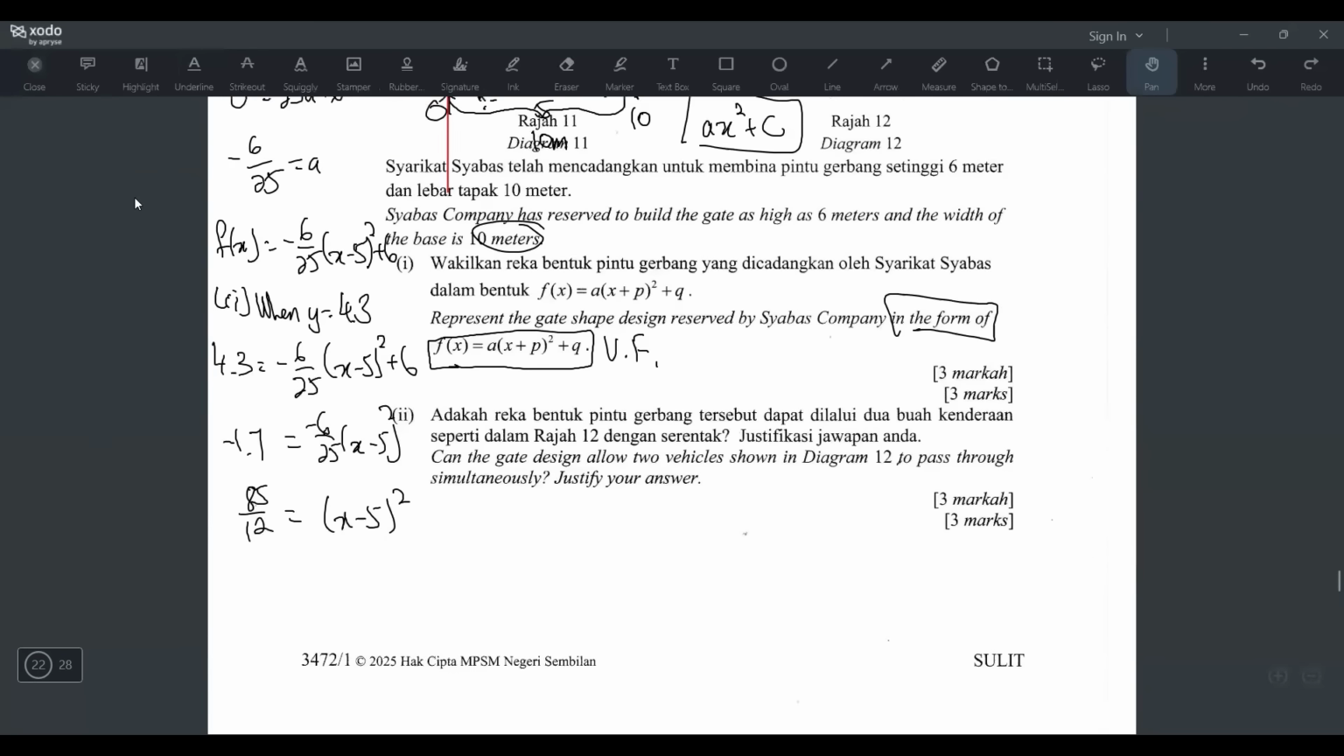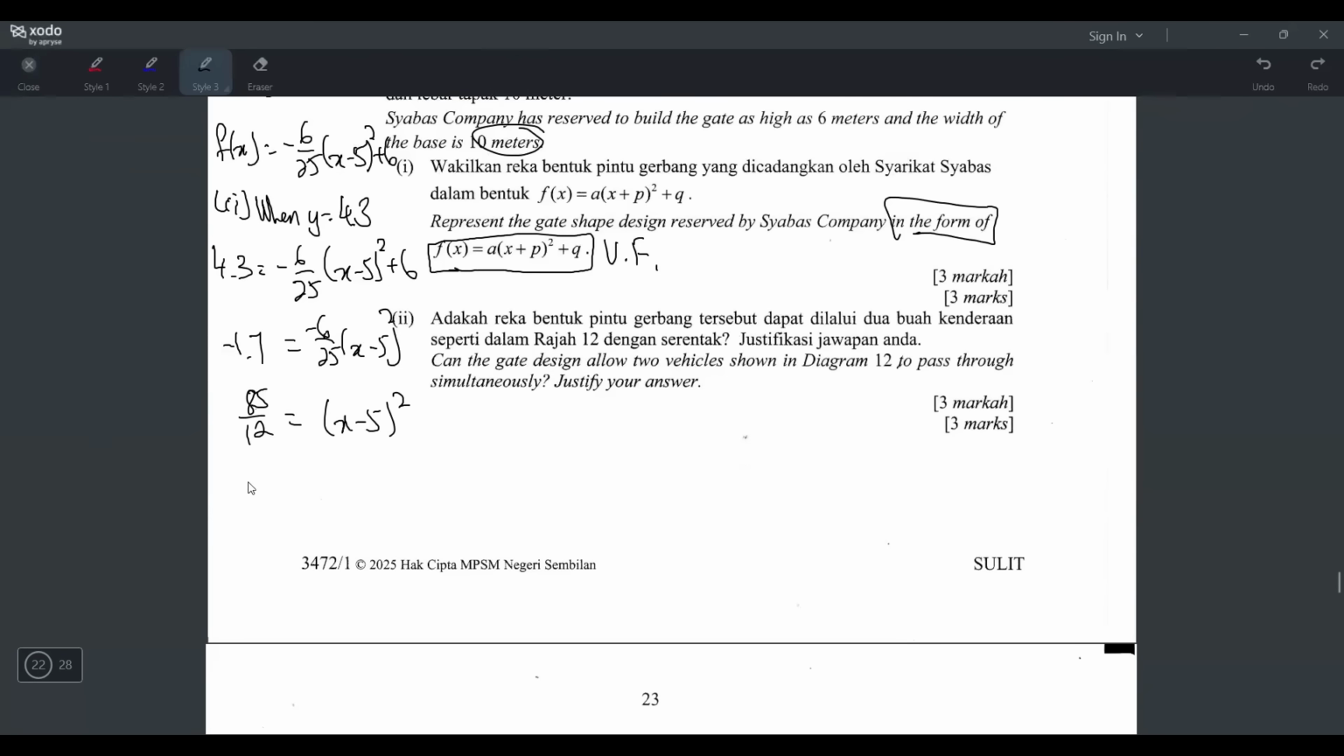Okay, when you square root, there should be two answers. x minus 5 equals to plus minus square root 85 over 12. So your x minus 5 first answer is 2.661. Let's write in four decimal figures lah. And then the other one is negative 2.661. And then both answers have to plus 5. So this one is 7.661. And let's write the unit meters. And then the x here is 2.339 meters.